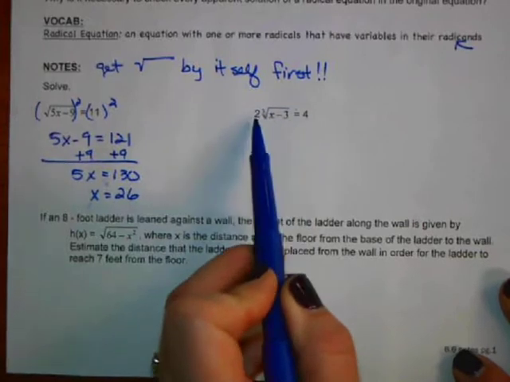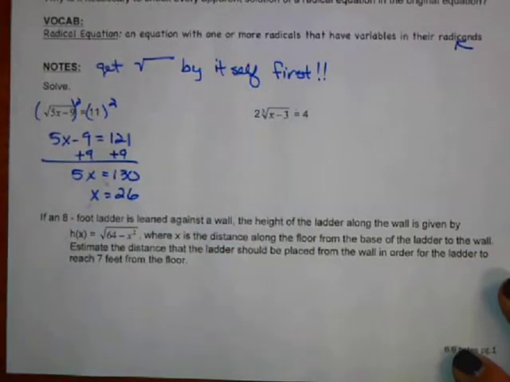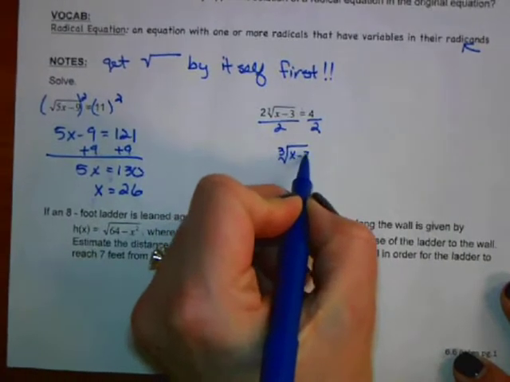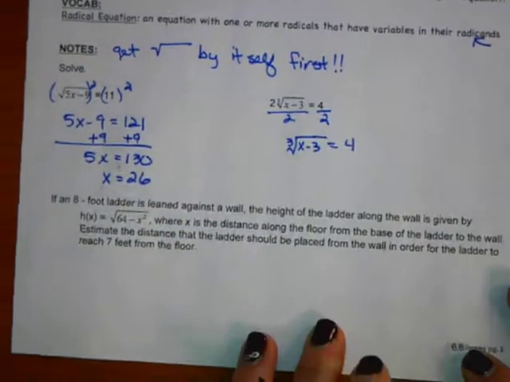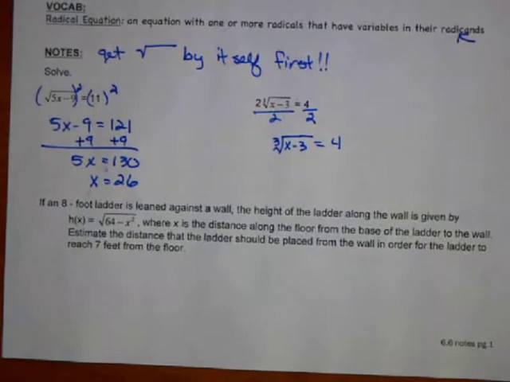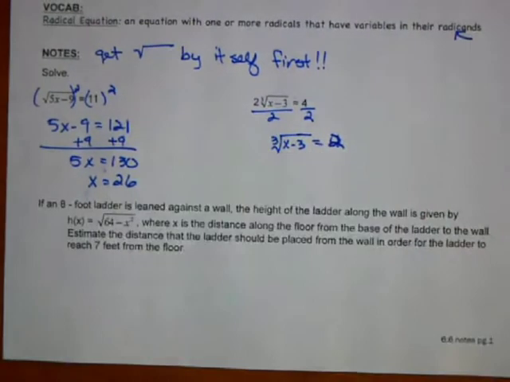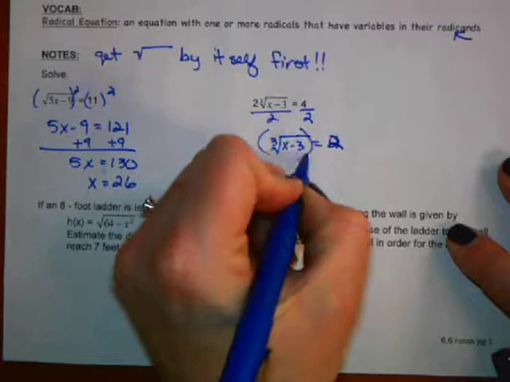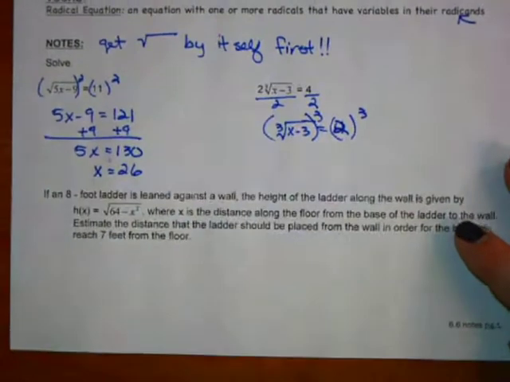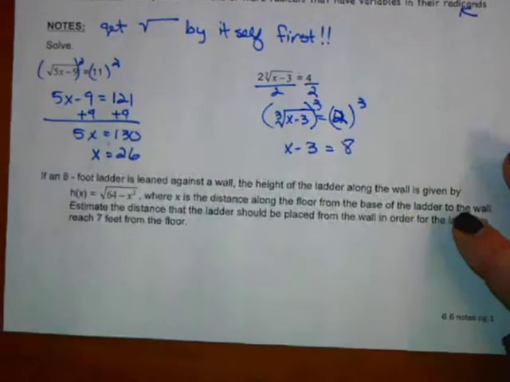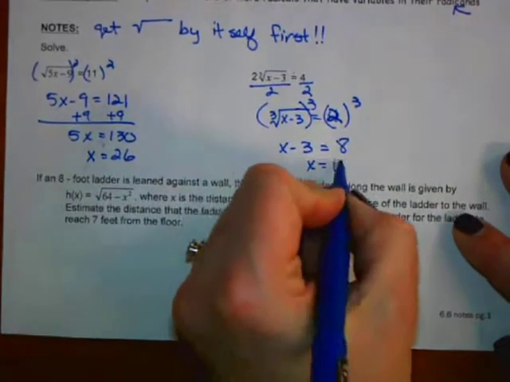Now this is not by itself. It's being multiplied by 2, so what should I do to get rid of that 2? Divide everything by 2 first. Cube root of x minus 3 equals 4 divided by 2, which equals 2. I have it written here. So cube root, how do I undo that? Cube it. Cube both sides. Then I have x minus 3 equals 8, and x equals 11.